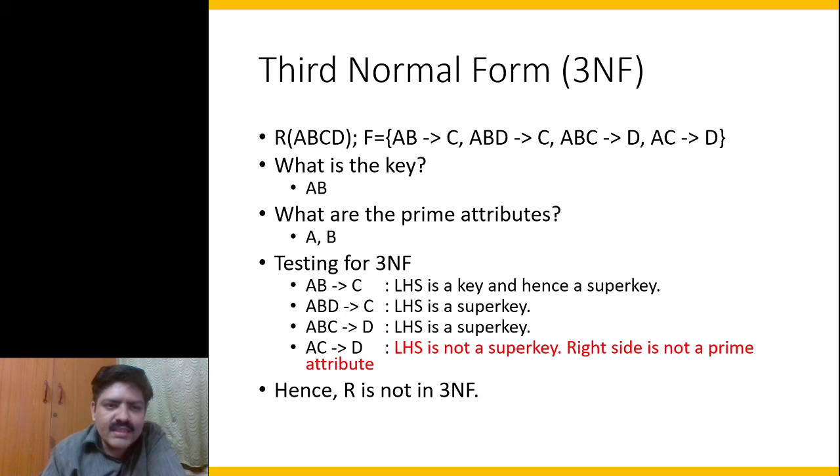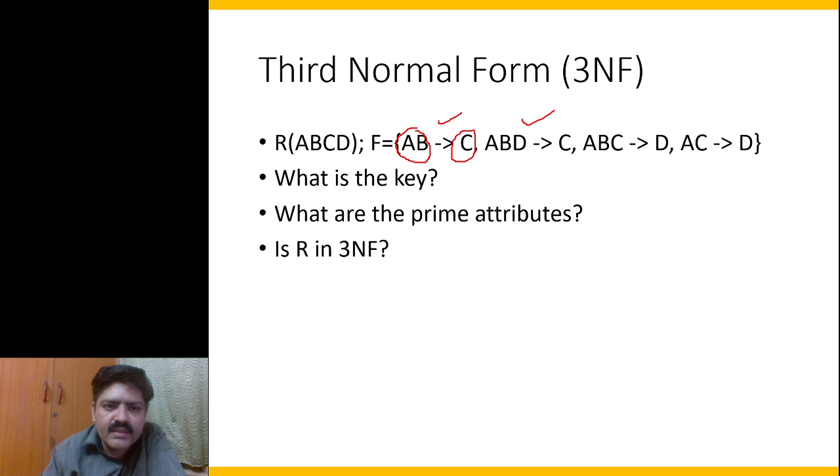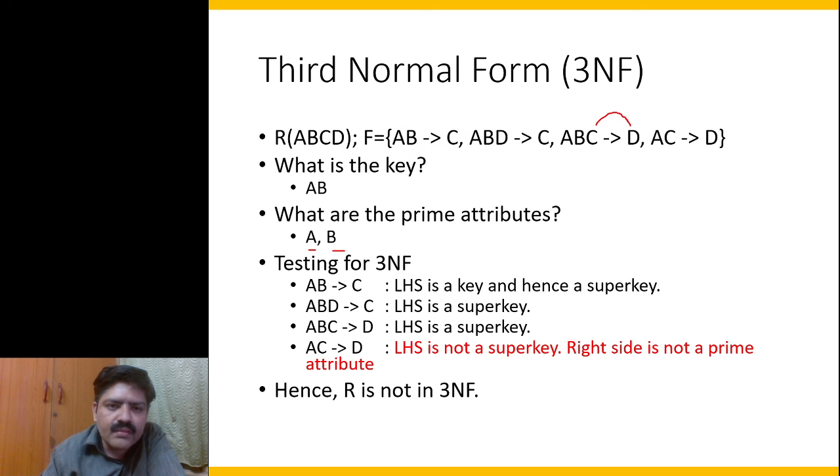AB forms the key here. So from AB I can determine C, and with ABC I can determine D. So pretty much AB determines everything else. So AB is the key. So the prime attributes are A and B. Okay. Now we have everything that we need to test for third normal form. So let's take all the dependencies. So we have AB to C, ABD to C, ABC to D, and AC to D. So there are 4 functional dependencies given here. So we take all these 4 functional dependencies and ask, is LHS a key, right?